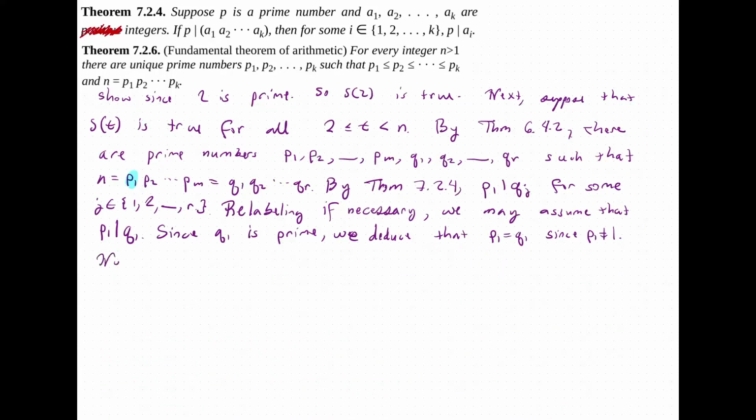And so now observe that if we divide n by P1, that becomes P2, P3, all the way until we get to P sub m. But now that will result in also dividing the right side by P1, but we have now established that P1 is equal to Q1. So the right-hand side becomes Q2, Q3, all the way through Q sub r. And since P1 is prime, we get the following.